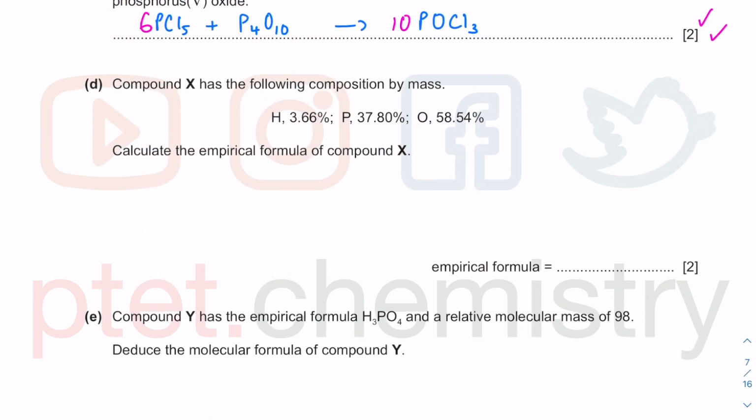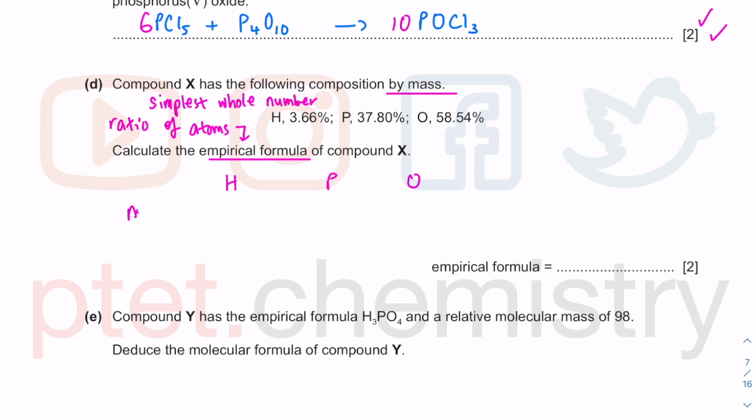Phew. On to the next one, we are supposed to work out the empirical formula. Empirical formula is defined as the simplest whole number ratio of your atoms. So we're going to do our mole calculation. So this is hydrogen, this is phosphorus, this is oxygen. Percentage by mass means if you have 100 gram, then 3.66 out of 100, which is 3.66 gram out of 100 gram, is going to be hydrogen there.